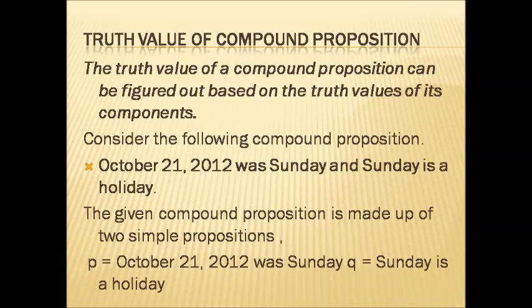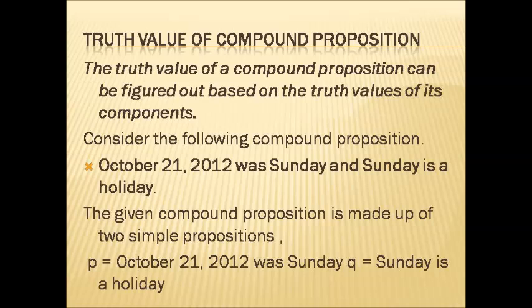The truth value of a compound proposition can be found by checking the truth values of its component propositions. When we say compound proposition, it contains more than one proposition. So what is the truth value of a compound proposition? It depends on the truth values of the individual propositions inside it.